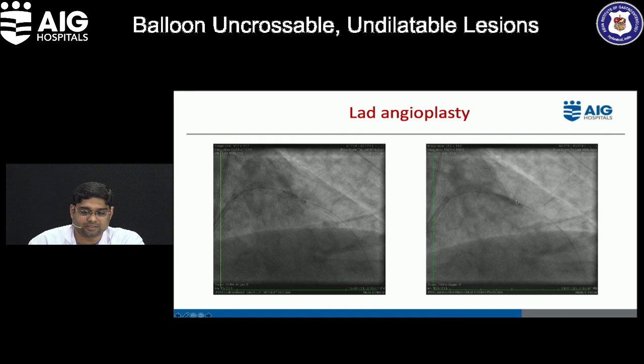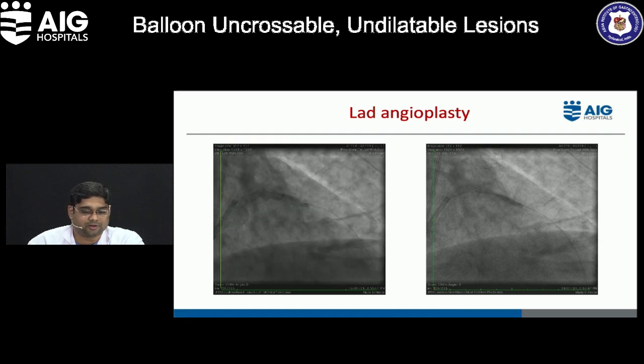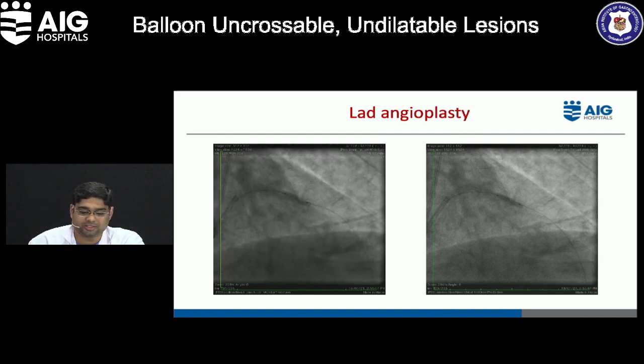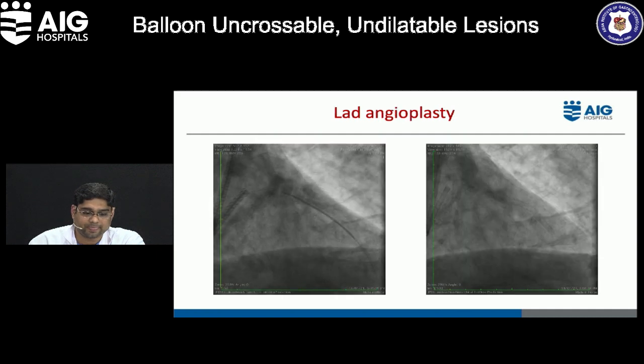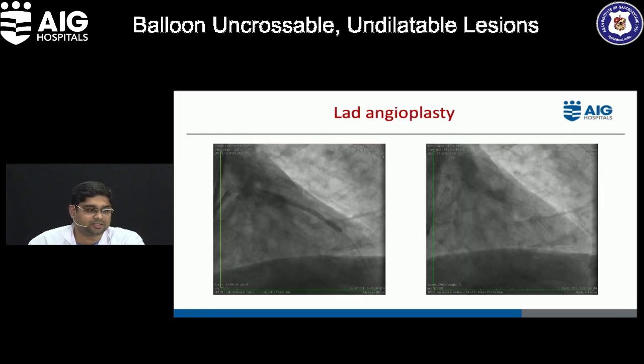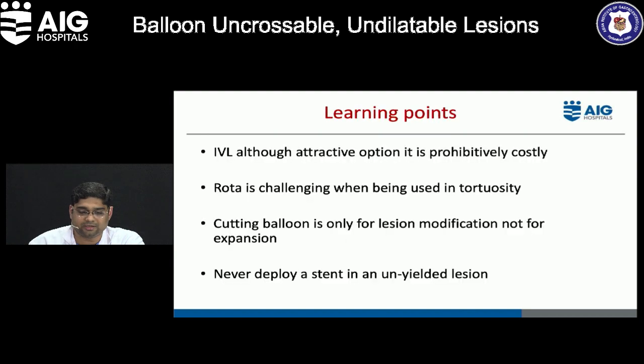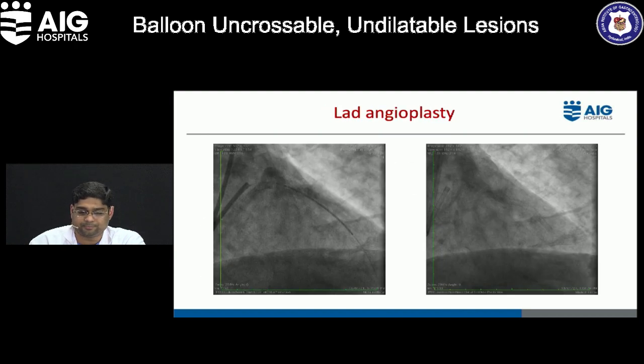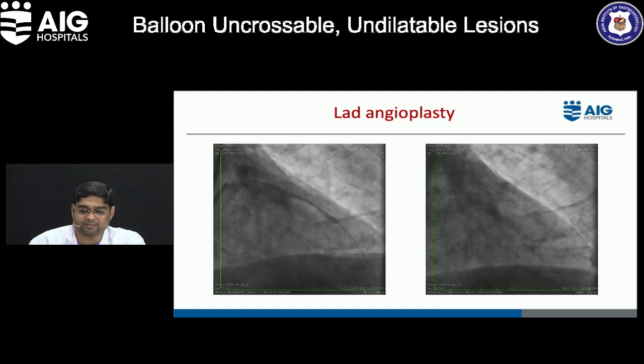Here you can see in the still image. So after rotablation with a 1.5 mm burr and cutting balloon lesion modification, finally the calcium gave way and the lesion yielded. Once the lesion yielded, it was pretty simple: just pass a stent, dilate, and this is the final result.